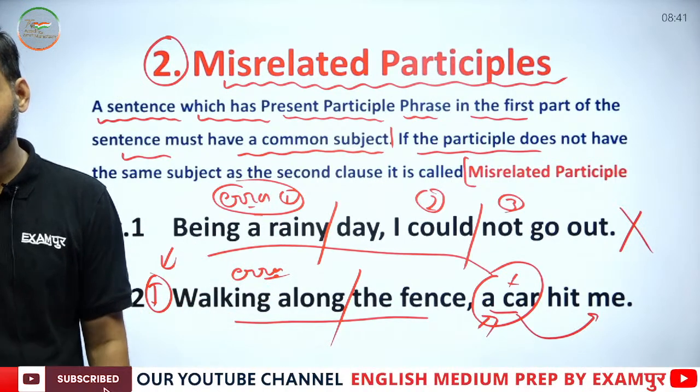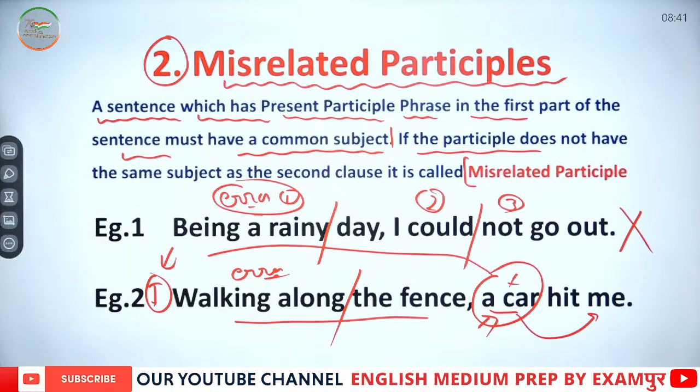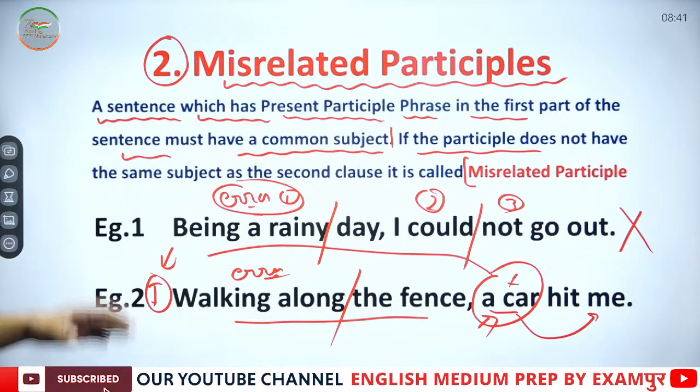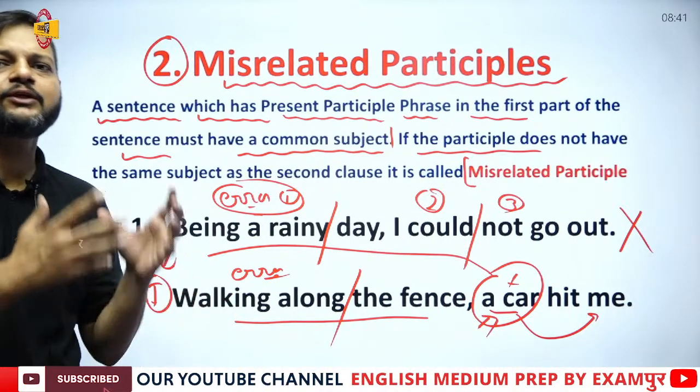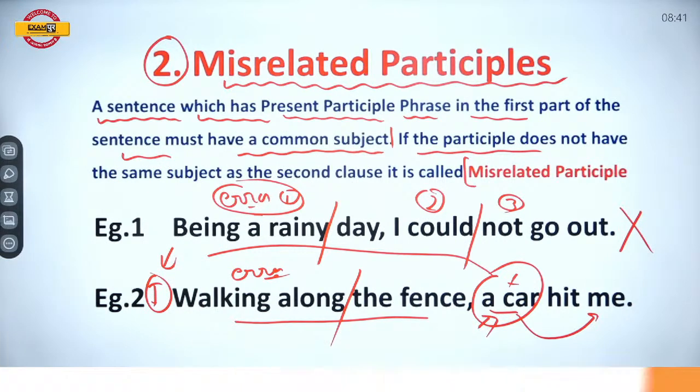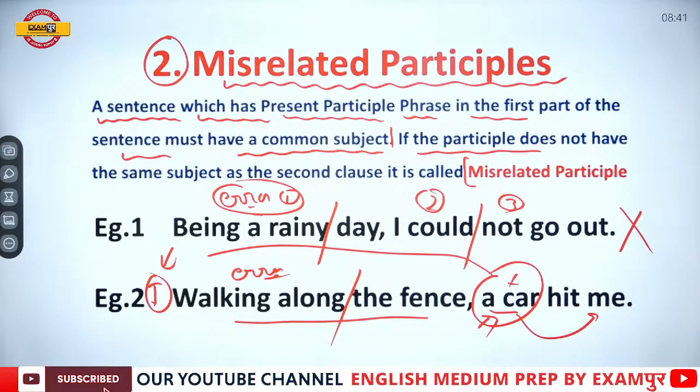Now please tell me, is this rule clear or do you want me to explain it again? Please tell me. Am I understood clearly?